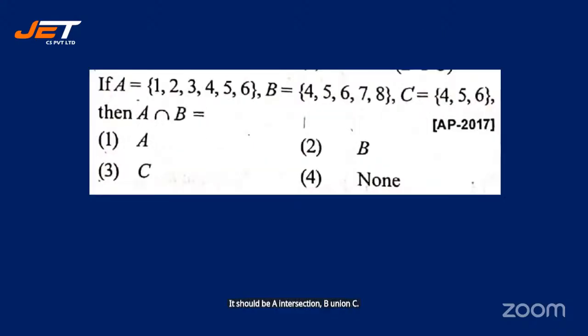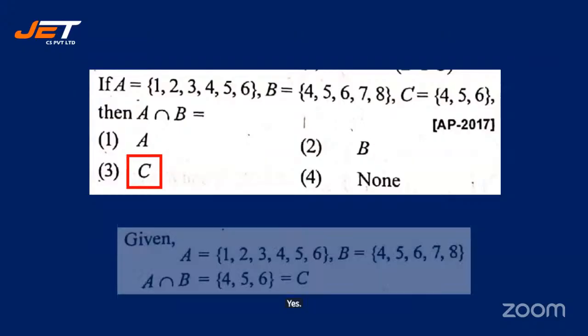Next, if A is equal to 1, 2, 3, 4, 5, 6, B is equal to 4, 5, 6, 7, 8, C is 4, 5, 6, what is A intersection B? So it is 4, 5, 6. So what is 4, 5, 6? Nothing but C. Yes, C, the answer is right.